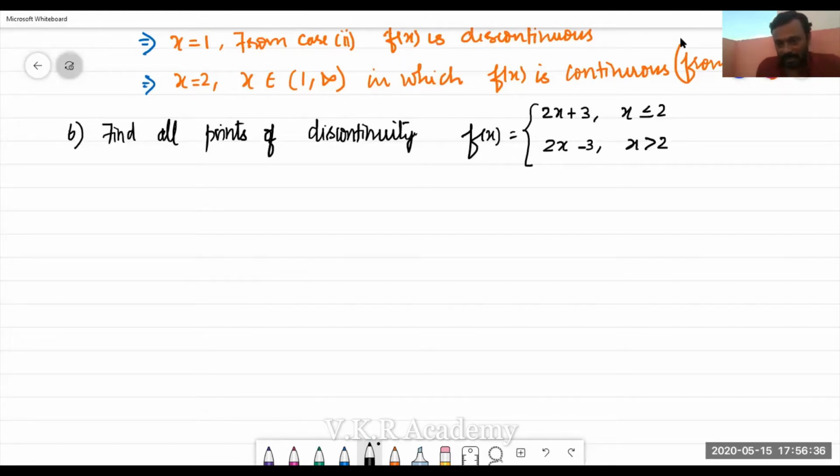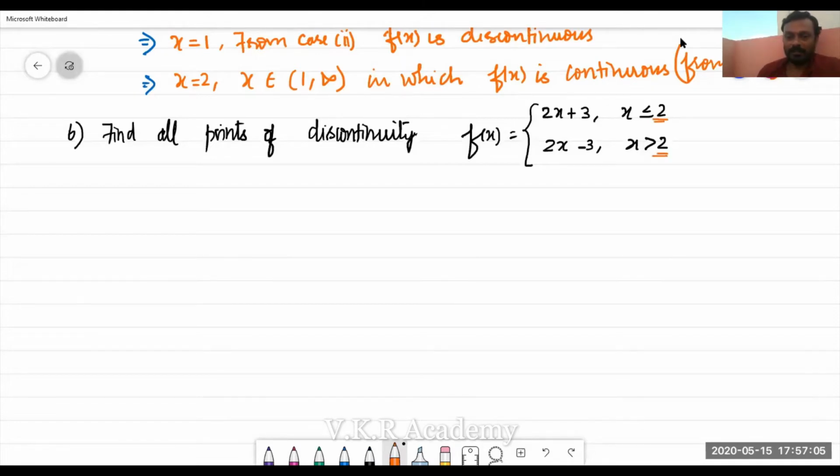Now can you guess how many cases we have to discuss? 3, sir. 3 cases. What are they? x less than 2, x more than 2, x is equal to 2, sir. Hope now you have got it right. Yes, sir. Because at x is equal to 2, the function gets split up into 2 different subfunctions.